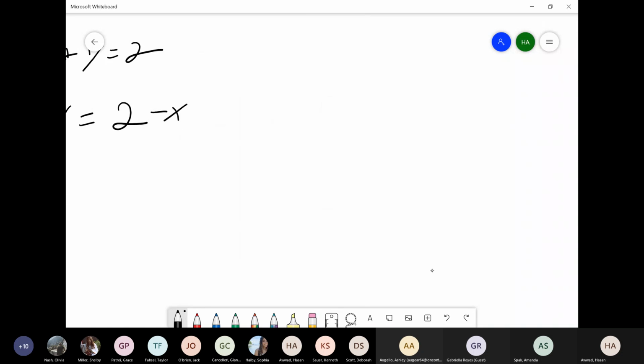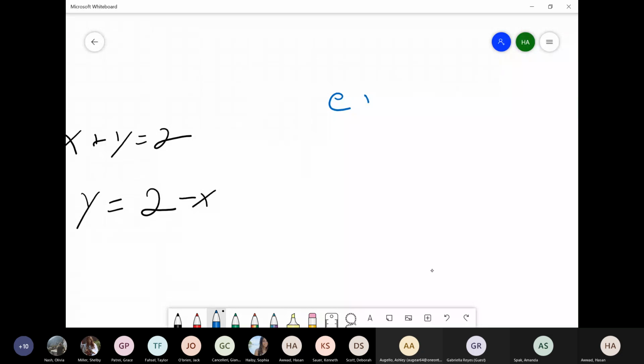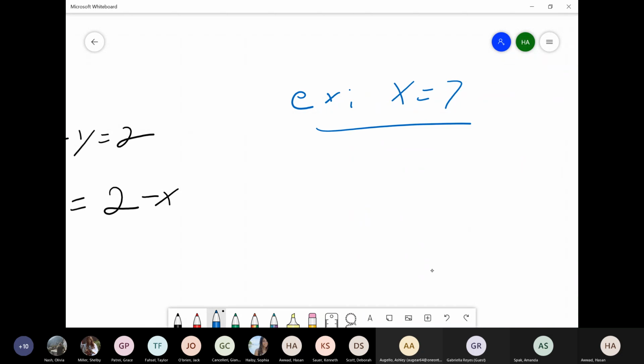So again, just for a quick example, if I say x is equal to 7, well, that means I'm going to have y is equal to 2 minus 7, which is negative 5. And notice, we only get just the one particular value, negative 5. There's no positive 5. It's only negative 5. There's no other answers. There's no 3, 7, whatever the case may be. It's just y is equal to one particular value.